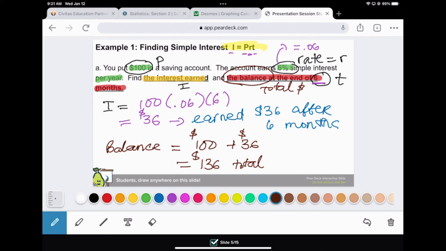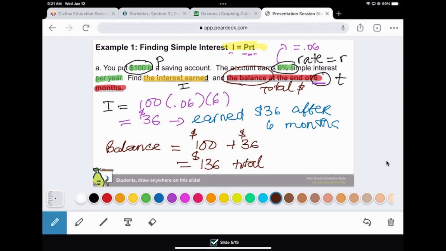So the balance is different, okay? The balance is the total of money that's including how much you have at the beginning and how much you have plus interest at the end. So interest is how much you pay or how much you earn. The balance is the total of all.